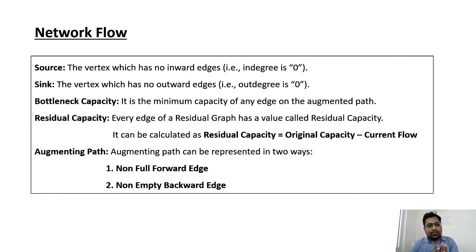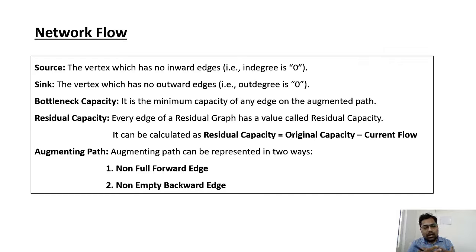In network flow, we have certain prerequisites, or you can say terms to be known, named as source, sink, bottleneck capacity, residual capacity, and augmented path. These are terms which we will be using throughout while solving the problem. One more thing we should know: why network flow is important for this algorithm and what it basically is.